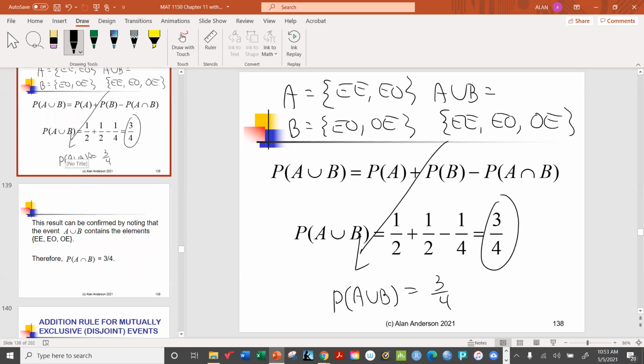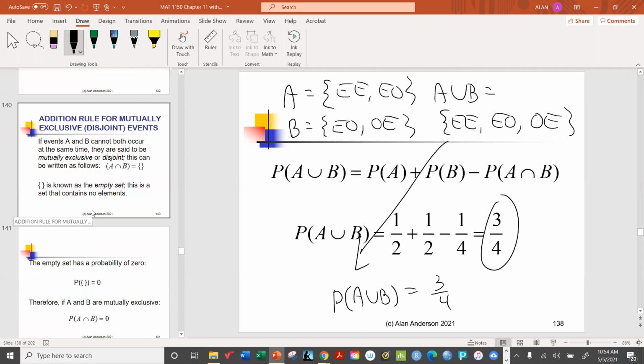Now, it turns out, though, that there's a simpler version of this rule that we can use under certain conditions. Now, the rule isn't that complicated to start with, let's face it. But anything you can do to speed things up is very much welcome. I think you'll agree. All right, so now what happens if A and B have no elements in common?